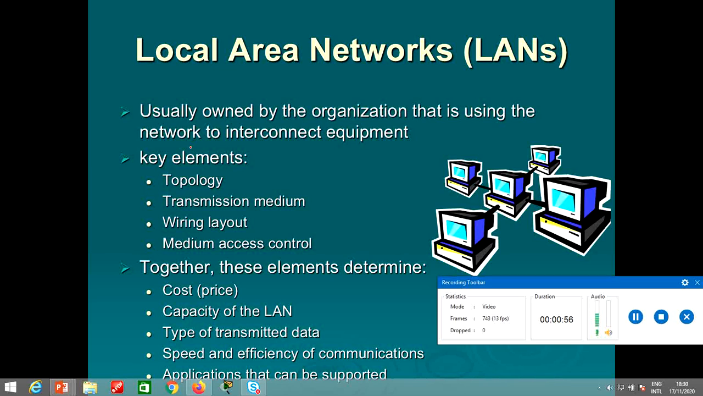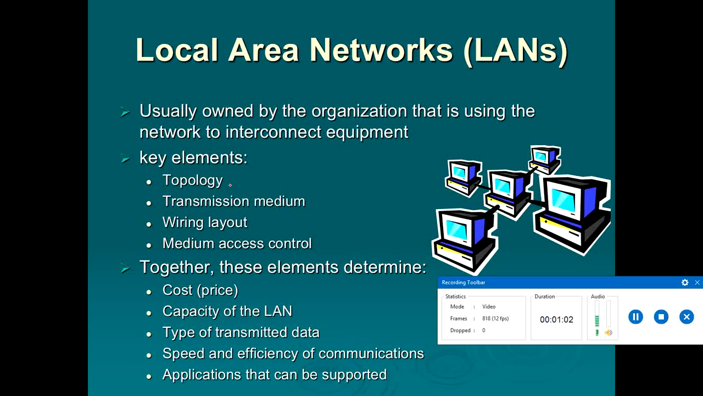Local area networks have much greater capacity than wide area networks to carry what is generally a greater internal communication need. The key elements required for a local area network are topology, transmission medium, wiring layout, and medium access control. Together these elements determine not only the cost and capacity of the LAN, but also the type of data that may be transmitted, the speed and efficiency of the communication, and even the kinds of applications that can be supported.